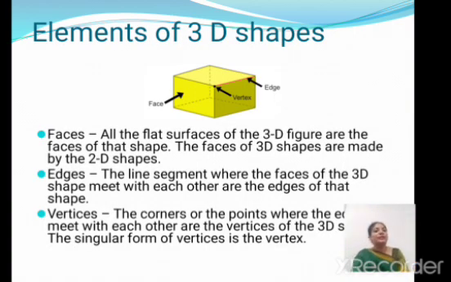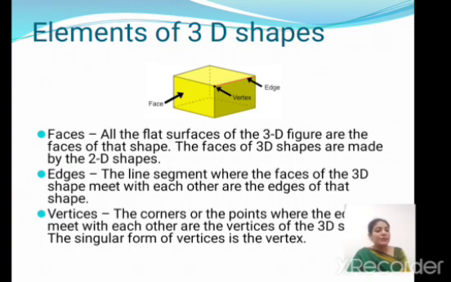Now the elements of 3D shapes: faces, edges and vertices. So what are faces? All the surfaces of a 3D figure are faces of the shape. The faces of 3D shapes are made up of 2D shapes. These are the flat surfaces. So these are the faces of the shape.